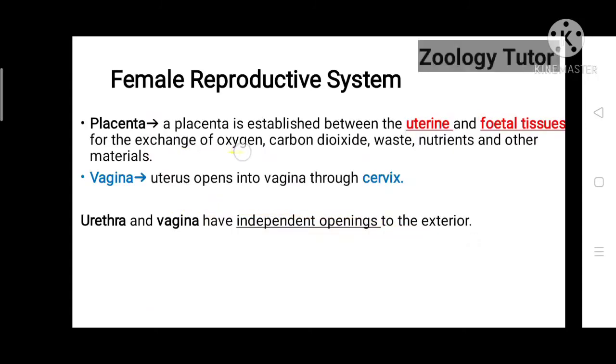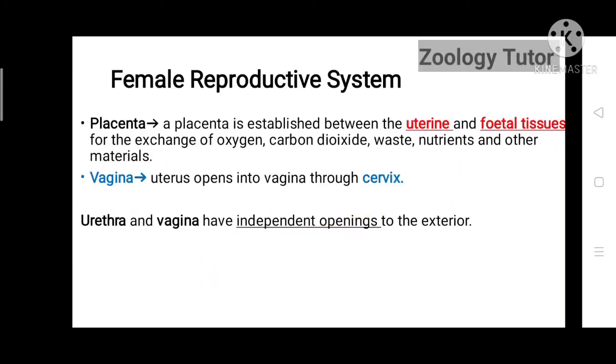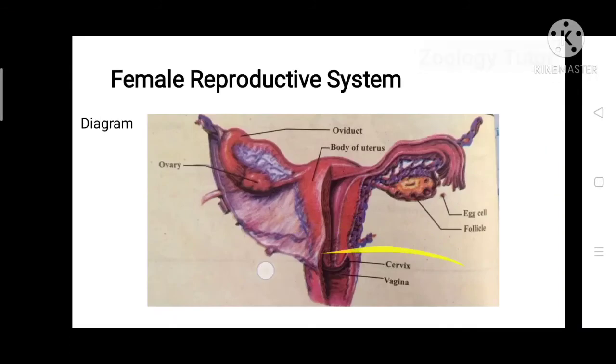Now, placenta is established between the uterine and fetal tissues for the exchange of oxygen, carbon dioxide, waste, nutrients, and other materials. And vagina: the uterus opens into the vagina through cervix. Then the urethra and vagina have independent openings to the exterior. Urethra is the part of excretory system that is used for excretion, urine production, and vagina is for the reproductive system. So they have independent openings.